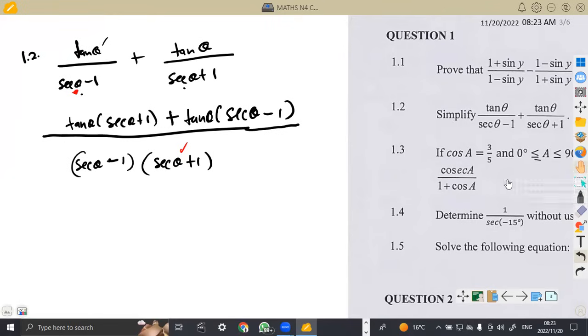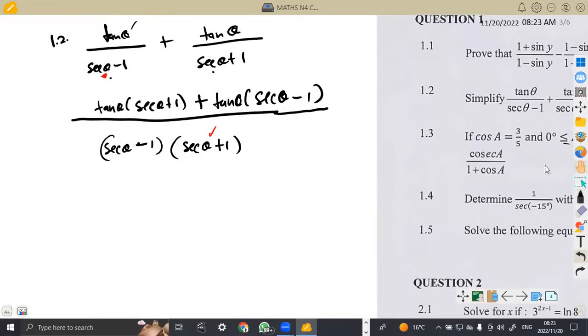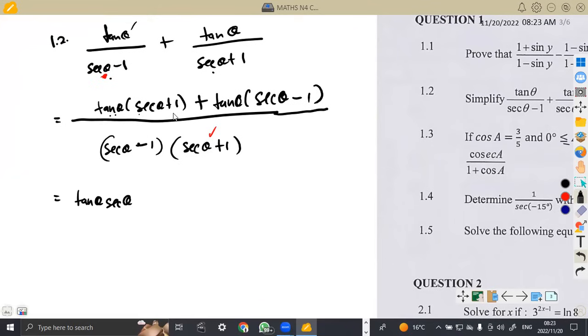Okay, that means we can actually expand brackets so that we can collect like terms. Okay, so let's see what you're going to have. Tan times sec, that is going to give us tan theta sec theta. Tan times 1, so it is going to give us plus tan theta. Tan times sec, it is going to give us tan theta sec theta. Tan times minus 1, that's minus tan theta.